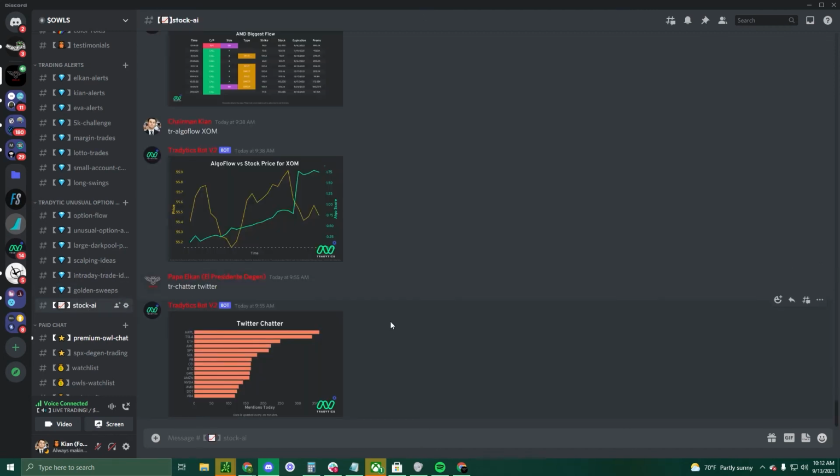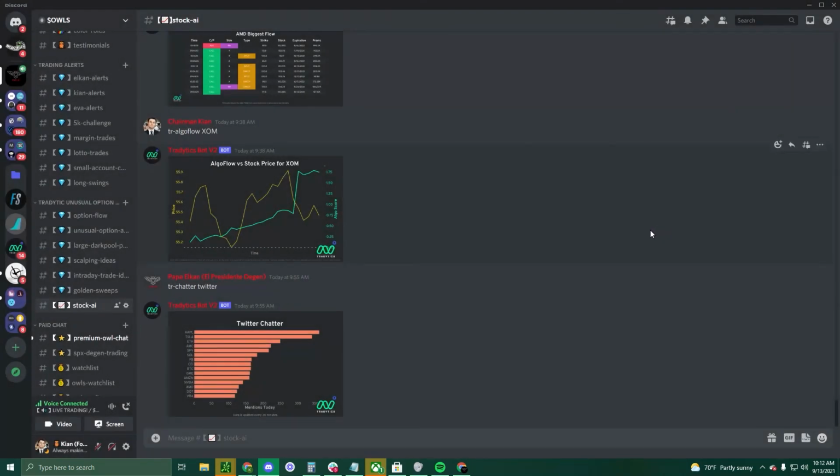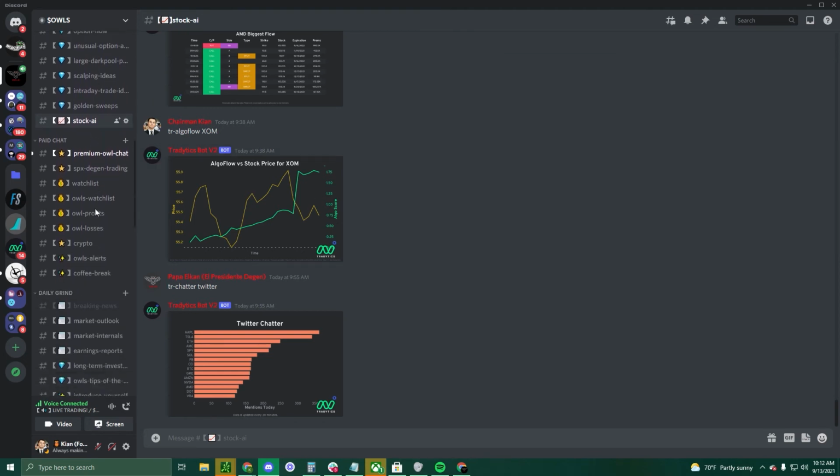Stock AI is a bot that you can manually input into our Discord. For example, TR-chatter is showing what stocks are being talked about the most on Twitter. TR.algoflow is showing the algo flow versus the stock price. So if the algo line is going higher and the stock price line is going higher, that means it has great momentum for the stock to go higher according to the bot. All right, so these are the most important channels.